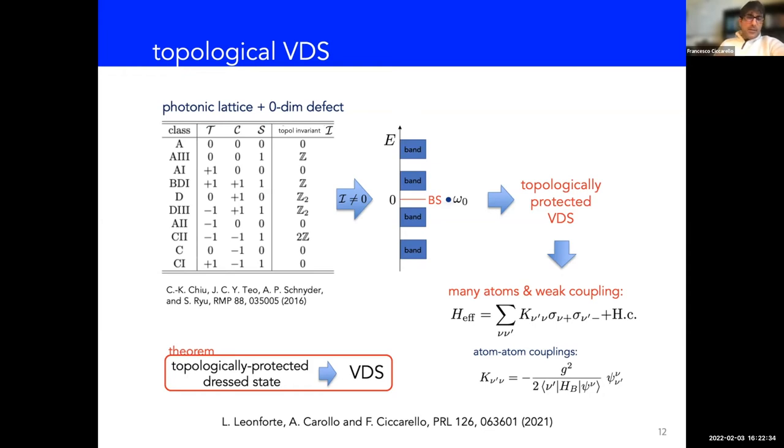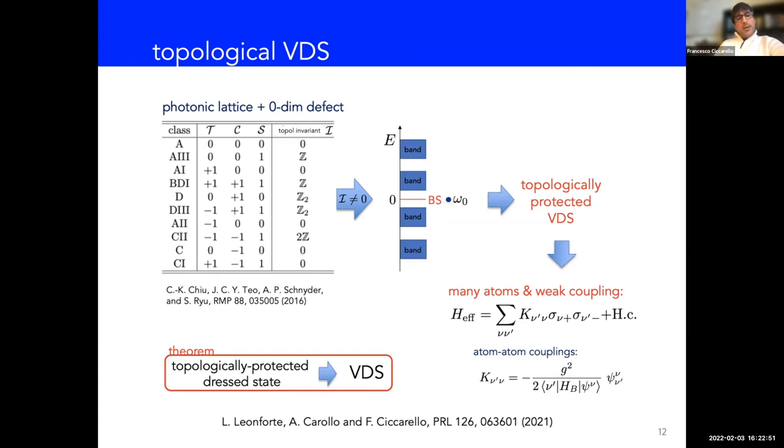And this in fact works as a scheme, as a recipe to find new classes of such topologically dressed states. And I will show a couple of examples in a second. And this works as a kind of necessary condition.